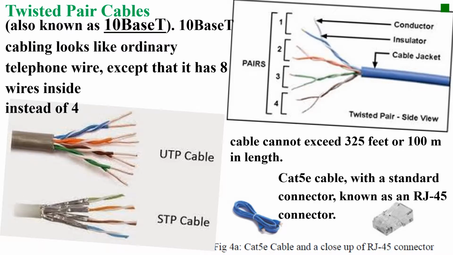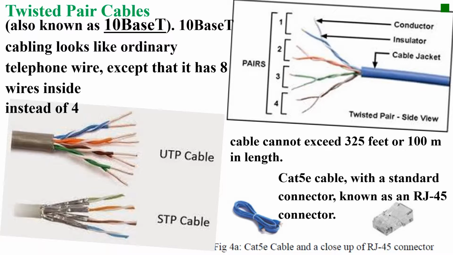So, twisted pair cables, also known as 10BaseT. These two cables are twisted. So this is a pair. This is called twisted pairs. In this category of cables, we have 4 twisted pairs, 4 pairs which are twisted. Each consists of 2 wires which are twisted.